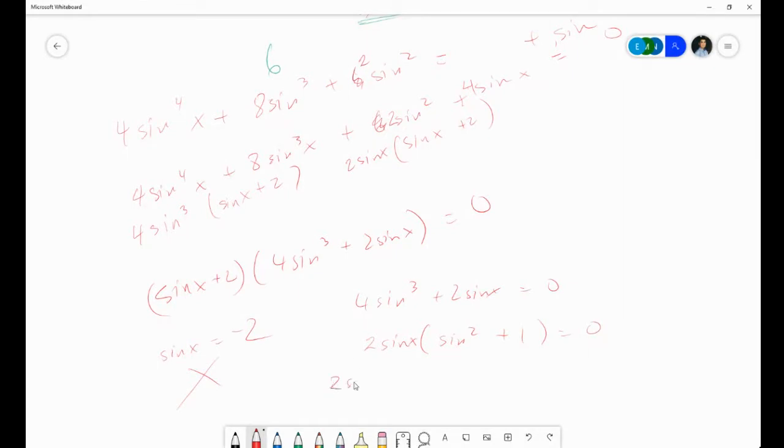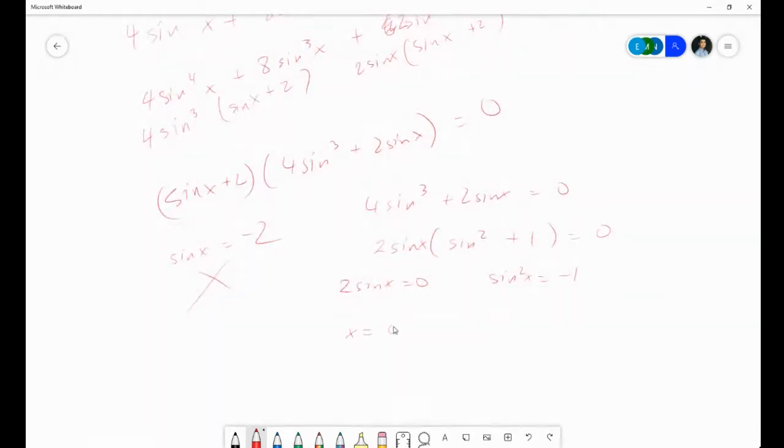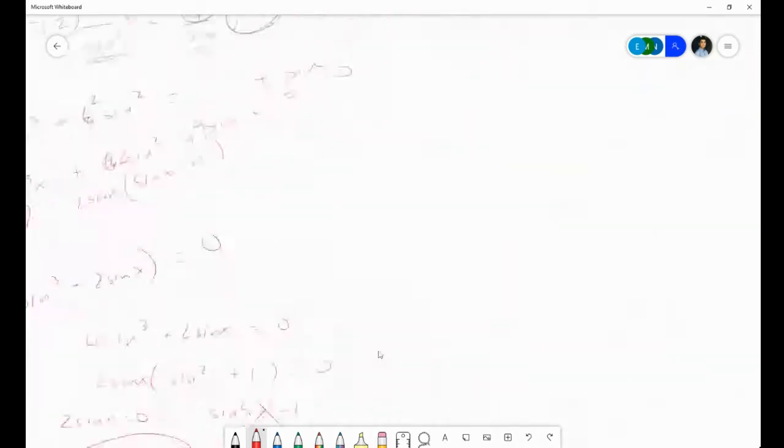So here we have 2 sine x equals 0 and sine square equals negative 1. So x here is 0 and pi. This one right here, notice that it's plus or minus, and we cannot have this since it's square. So there's no solution on this one either. So I guess that's your only solution. Okay, all right, thank you.